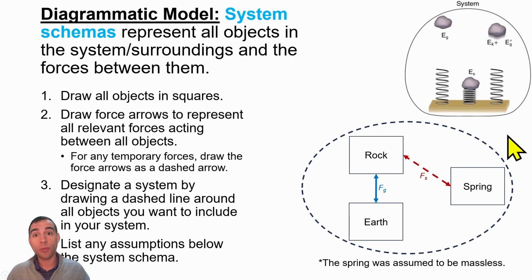And so now we have three diagrammatic models for our energy unit. We have the system state diagram, we have the energy bar charts, and we have the system schemas, and these all work together to tell the full story about energy.